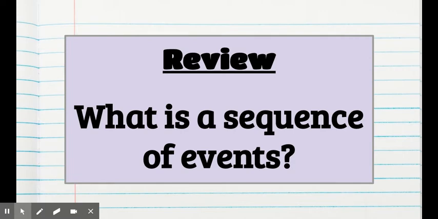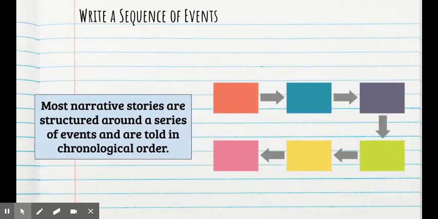Last week we discussed how a sequence of events is just when events are in chronological order. So they are in the order that they happened, okay? And we really need to look at this in our writing because we want our writing to go in order and to make sense. Okay, so most narrative stories are structured around a series of events and are told in chronological order. So, first this happened, then this, next this happened, finally this happened. We are going to take that skill and move it into our writing.